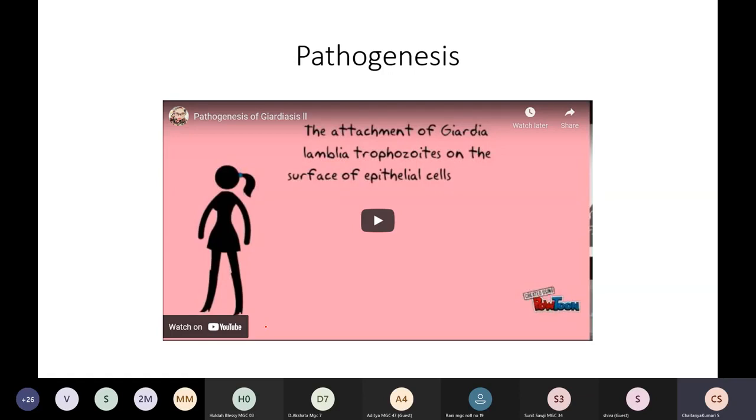As a result, next point, reduction in disaccharide enzyme secretion. The last point, causes osmotic diarrhea. Within the brackets, write it as giardiasis.